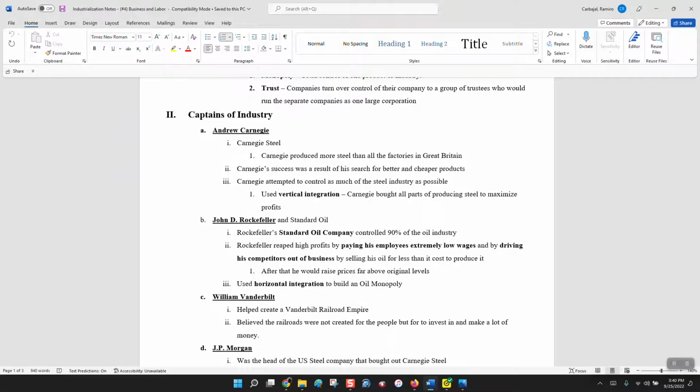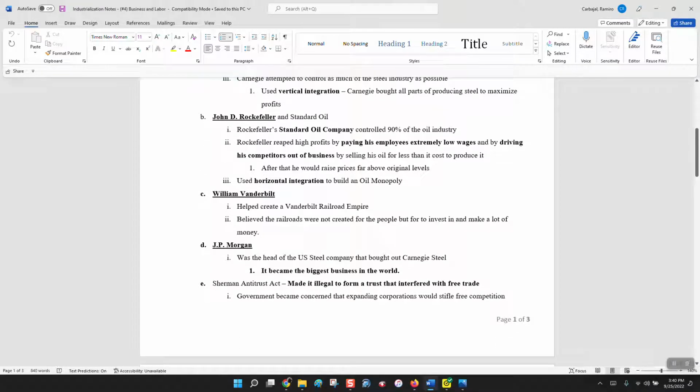John D. Rockefeller did exactly the same thing, but not with steel, with oil. Same thing: vertical integration, horizontal integration, paid his employees very low wages, and became one of the richest people alive at one point in their lives too.